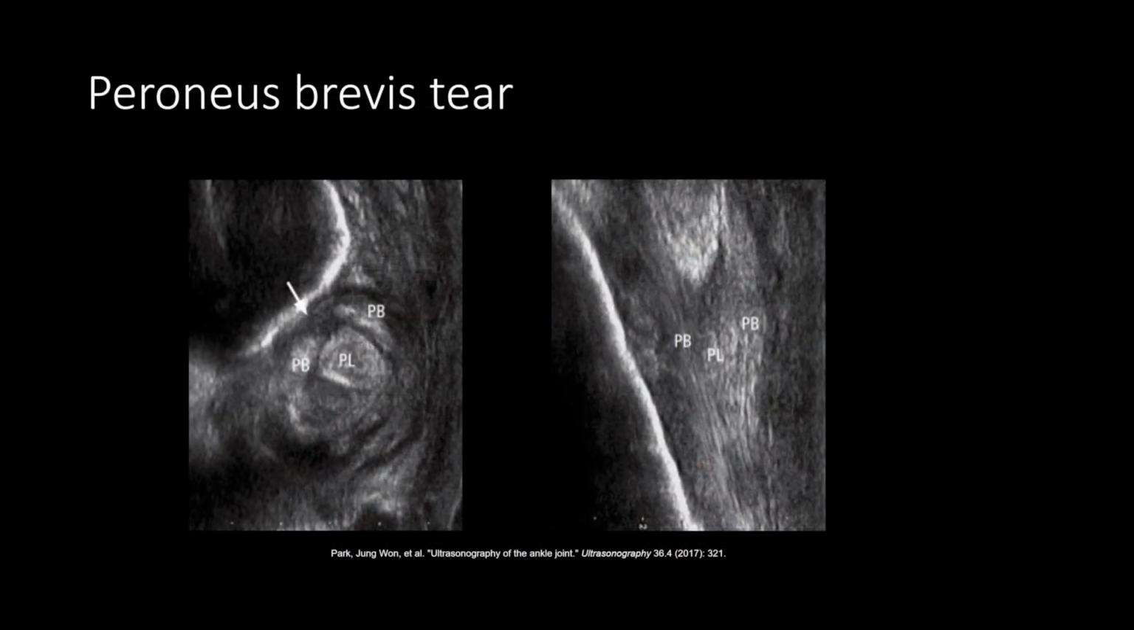Here we have a tear of the peroneus brevis tendon. The left shows a short axis view and the right a long axis view, where you can see the peroneus brevis tendon divided into two separate bundles.